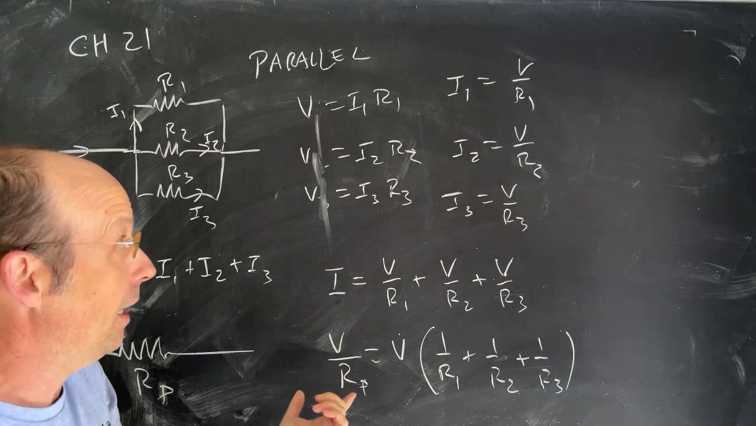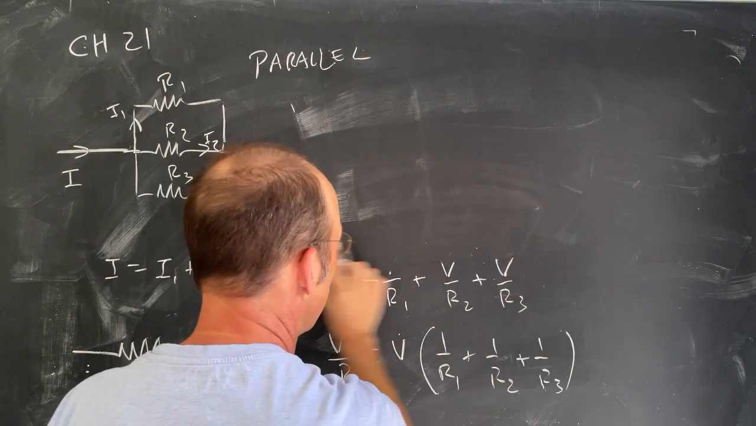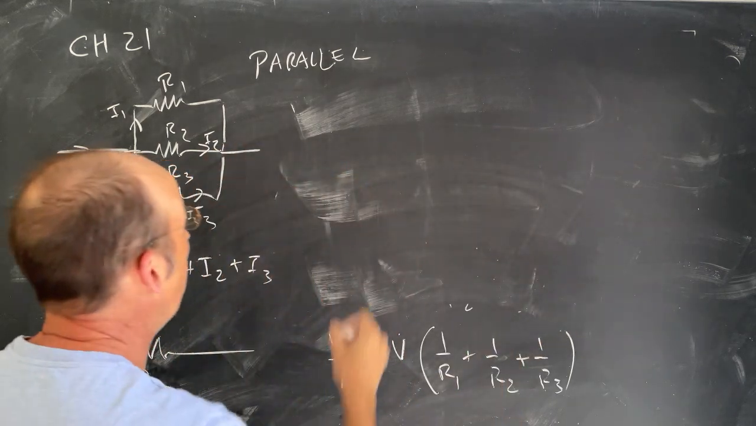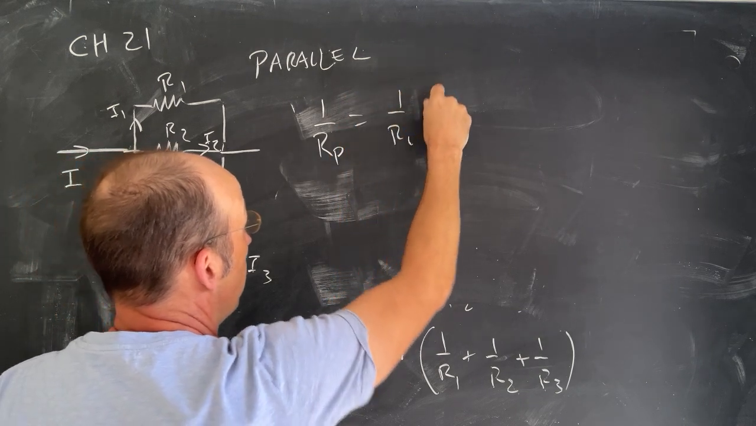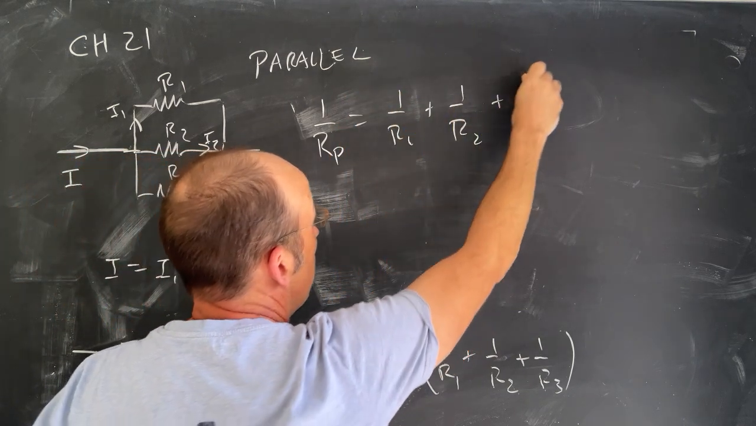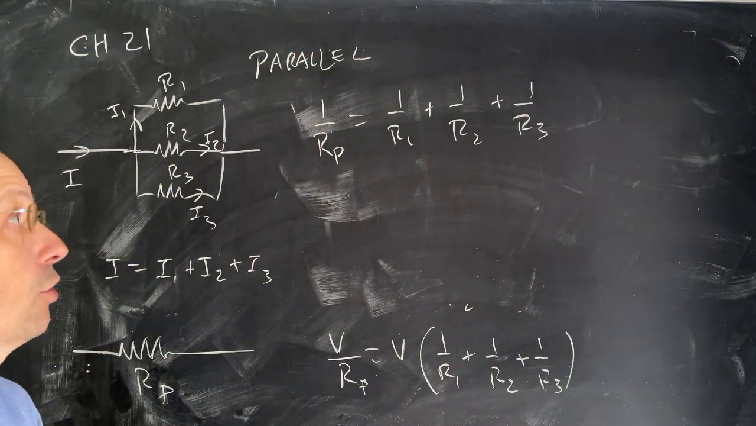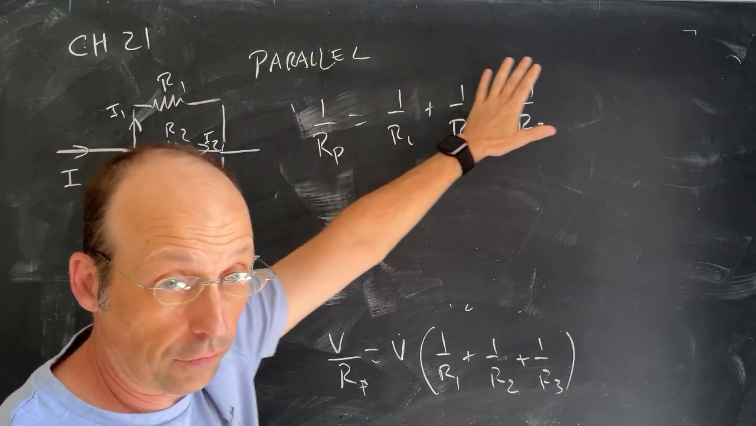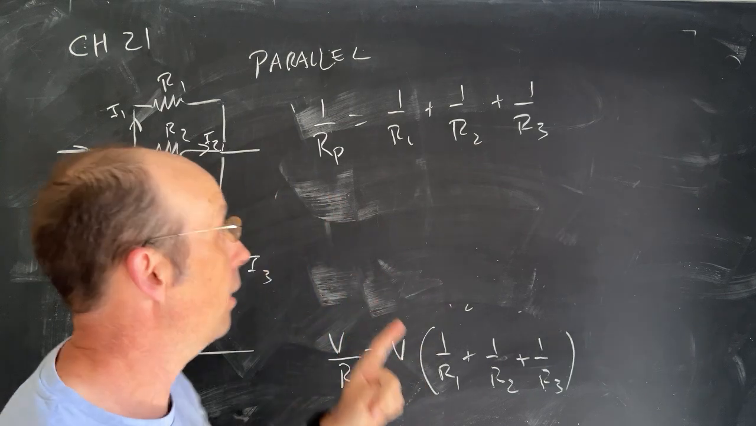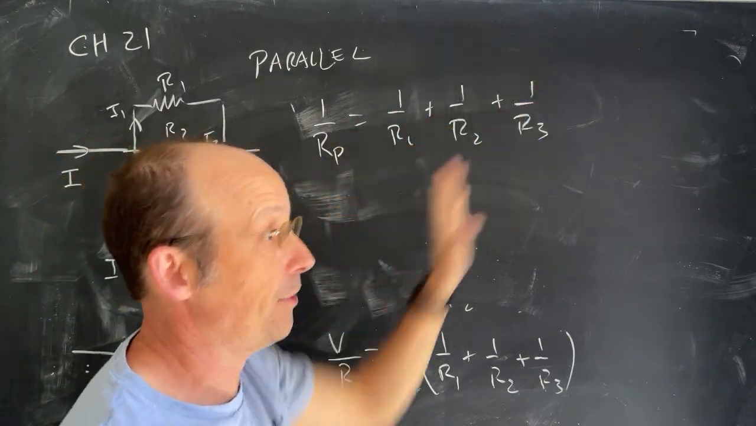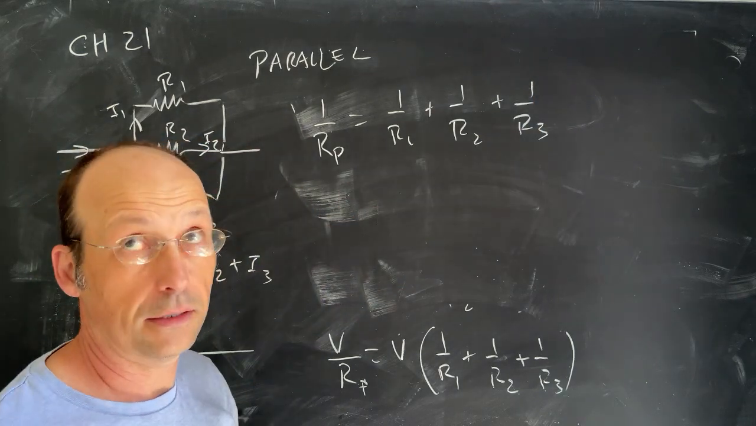Now the V's cancel and I get the following relationship for resistors in parallel. 1 over R parallel is 1 over R1 plus 1 over R2 plus 1 over R3, and so forth. And again, you can have as many resistors in parallel as you want. You just take the fractional resistances and add them up, and it's equal to 1 over the resistance. Now be very careful, okay? Don't take fraction, fraction, fraction, and that's the resistance. That's not true. You've got to add these all up and then take the inverse.